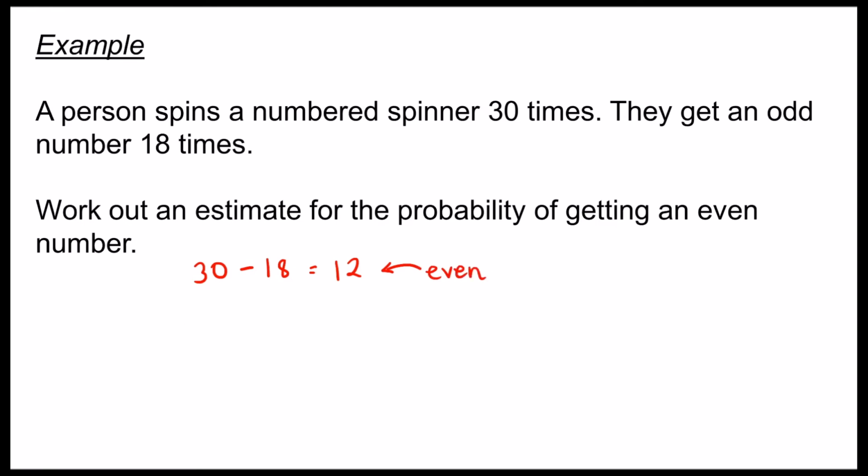This means that my estimate for the probability of getting an even number is going to be 12 out of the number of trials, which is 30. If I divide the top and bottom by 6, that gives me 2 out of 5, which is the simplified answer.